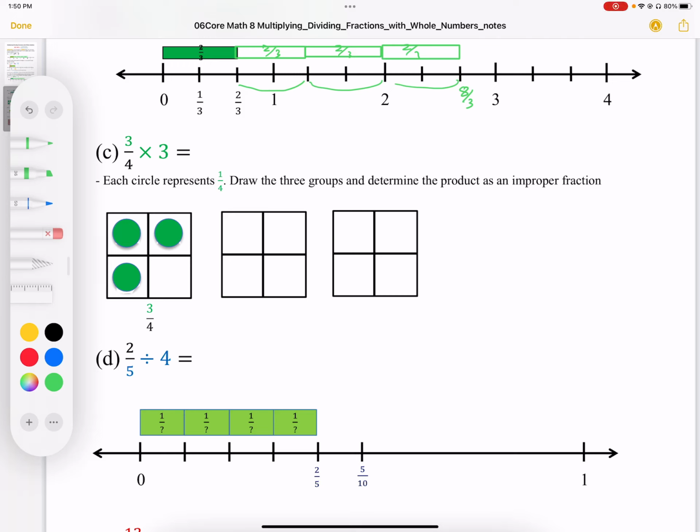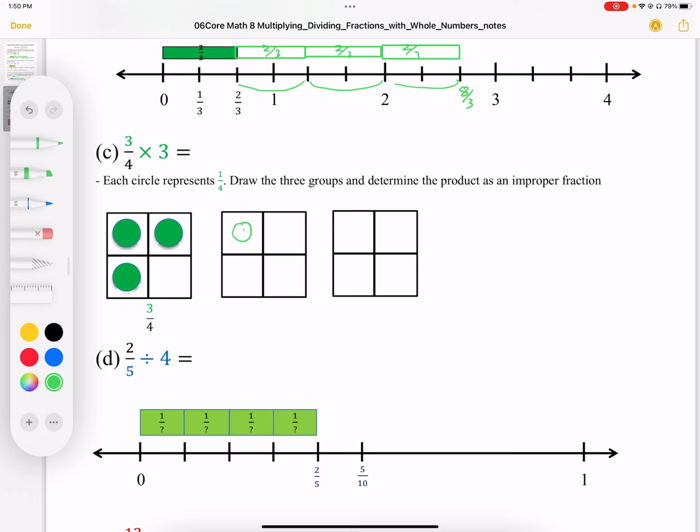In this example here, we're starting with a 3/4 fraction. So the fourths in the denominator is represented by the grid. The 3 1/4 pieces are represented by the 3 circles. So this represents 3/4, and I want times by 3 or 3 groups of these.